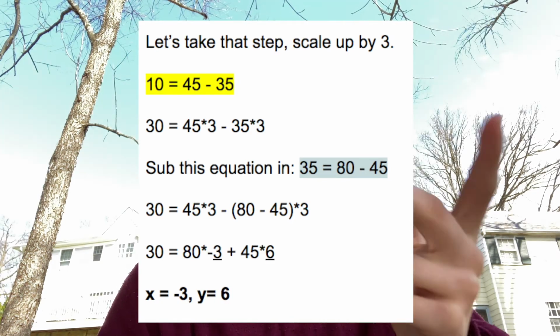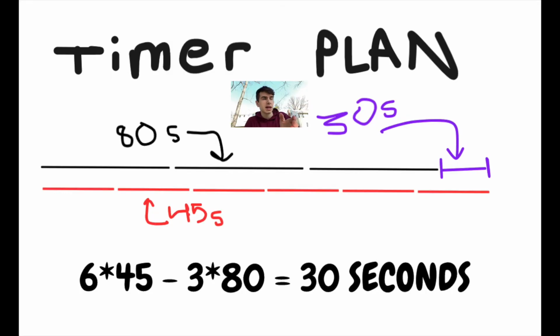So basically we have to run our 80-second timer 3 times, and then at the end of those 3 times, our 45-second timers are going to be running simultaneously, but then between the end of those 80-second timers and the end of the 45-second timers is our 30-second window. And next video, we'll see how that turns out.